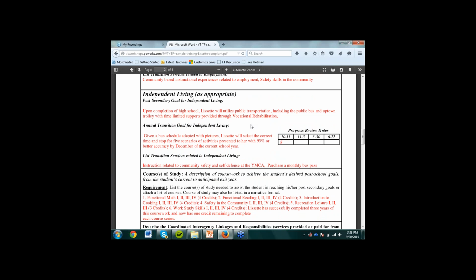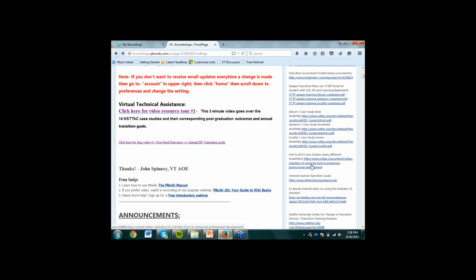So upon completion of high school, she will utilize public transportation, including the public bus, with time-limited supports through VR. So given a bus schedule adapted with pictures, that was actually one of the annual goals you already saw an example of. Anyhow, so there's several more example transition plans on here, as well as you can click on, there's 14 different case studies from college-bound students with LD all the way to non-ambulatory students with medical needs, as well as developmental disabilities, and what their post-secondary goals look like and what kinds of transition services they have. You click on that link right here. Okay, so I'll come back to questions.